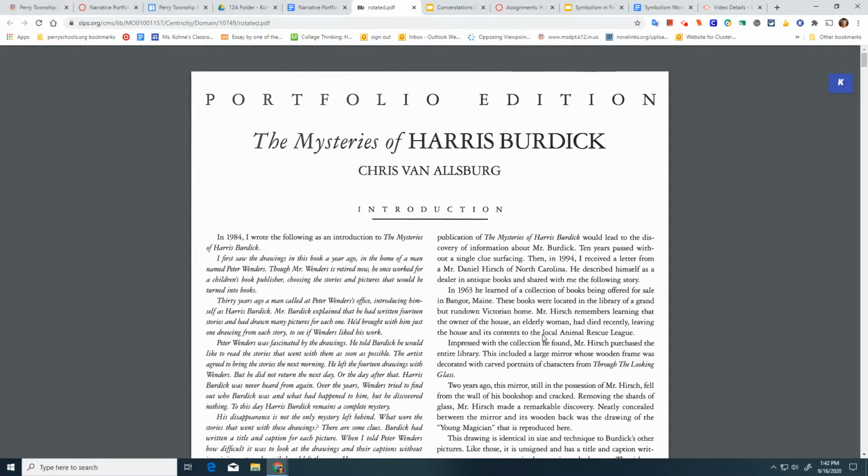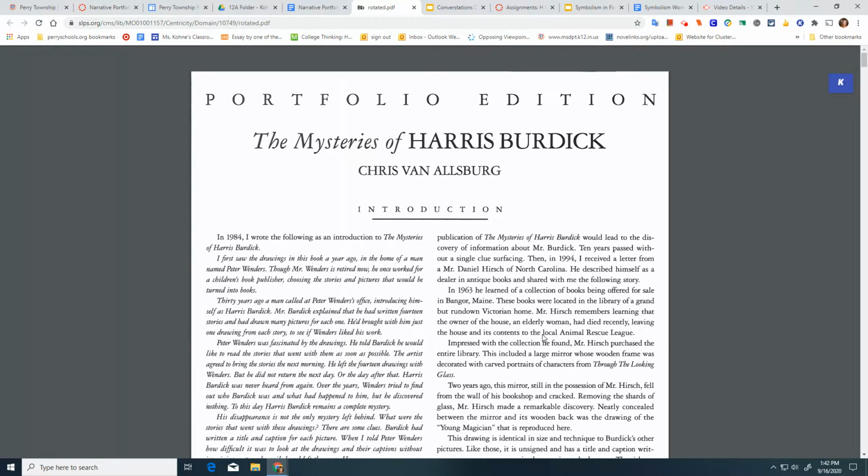In 1984, I wrote the following as an introduction to the Mysteries of Harris Burdick. I first saw the drawings in this book a year ago in the home of a man named Peter Wenders. Though Mr. Wenders is retired now, he once worked for a children's book publisher, choosing the stories and pictures that would be turned into books. 30 years ago, a man called at Peter Wenders' office, introducing himself as Harris Burdick. Mr. Burdick explained that he had written 14 stories and had drawn many pictures for each one. He'd brought with him just one drawing from each story to see if Mr.